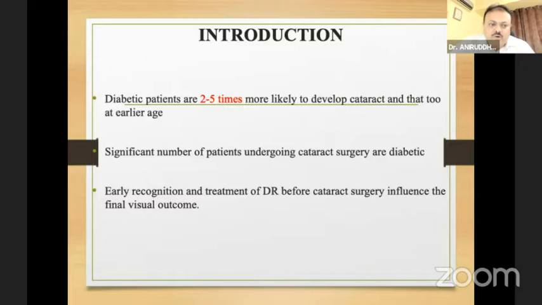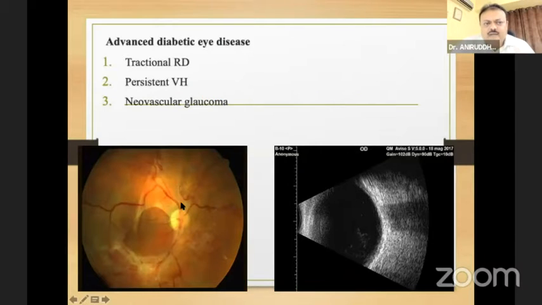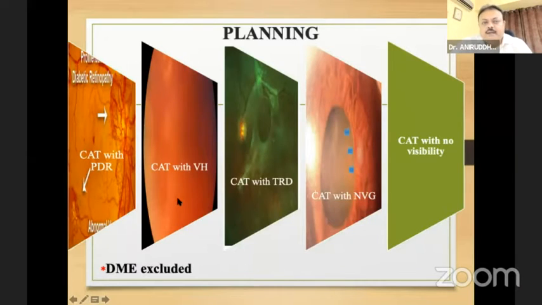So it is very important to recognize and treat diabetic retinopathy early, before doing the cataract surgery, which actually influences the final visual outcome. Now, we're aware of advanced diabetic eye disease, that is tractional RD, persistent vitreous hemorrhage, or neovascular glaucoma. These conditions can all be associated with cataract. Now, proper planning is very important. We might line up 5 scenarios.